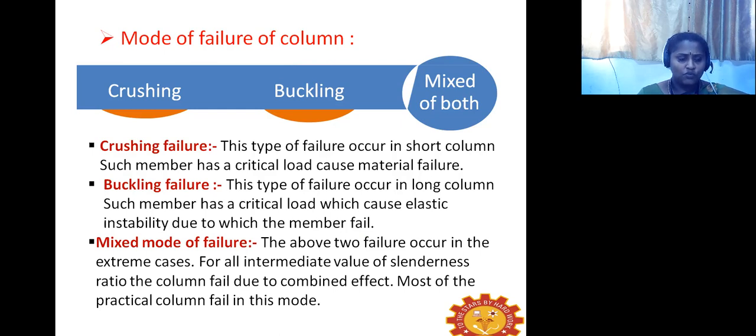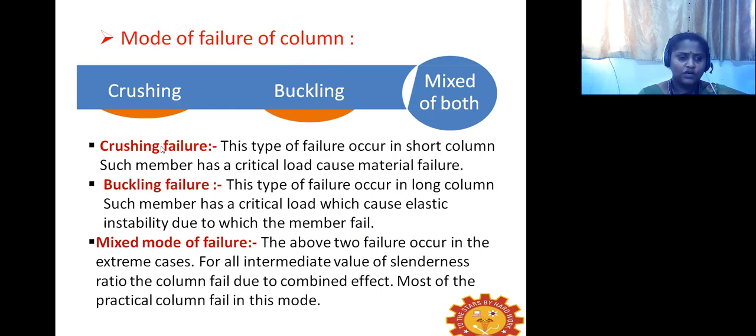Basically, there are two modes: one is by crushing and the other is by buckling, or sometimes the failure occurs because of both acting at a time. So the column fails because of crushing, second because of buckling, and third, sometimes both act together and make the column fail, right? These are all the basic modes of failure of columns.